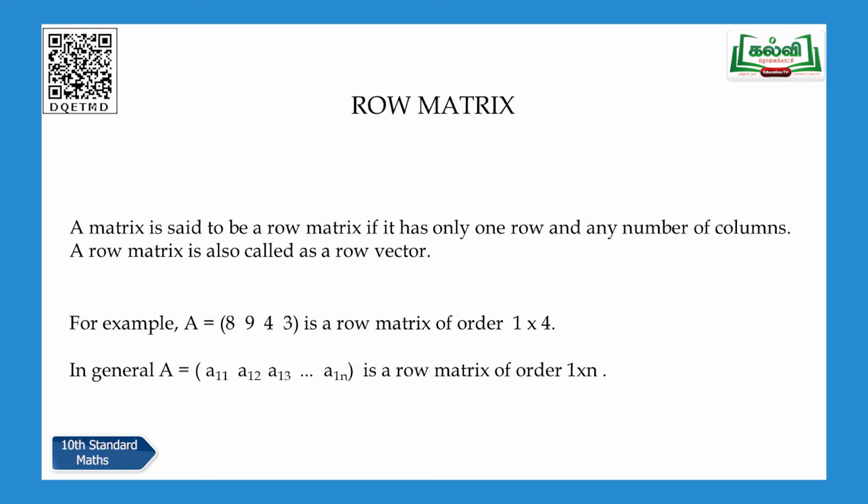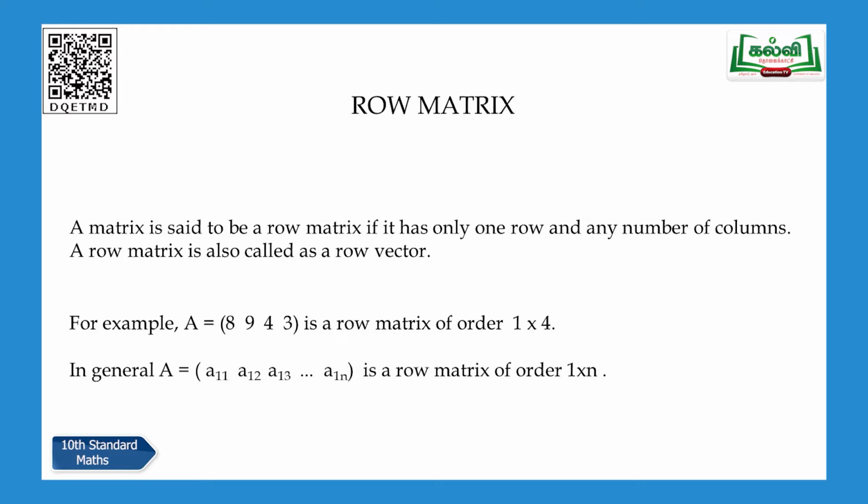So what is the order? The first number refers to the rows and the second number refers to the columns. So, first row: 8, 9, 4, 3. As I told you, what is the first row? It is a horizontal line, nothing but the row. So horizontally we have only one line, so the row is 1. And the columns 8, 9, 4, 3, all the 4 numbers are there. So we have 4 columns.